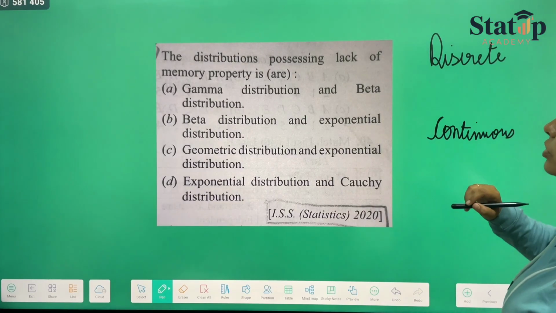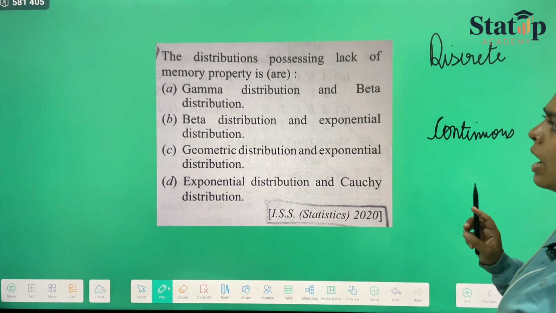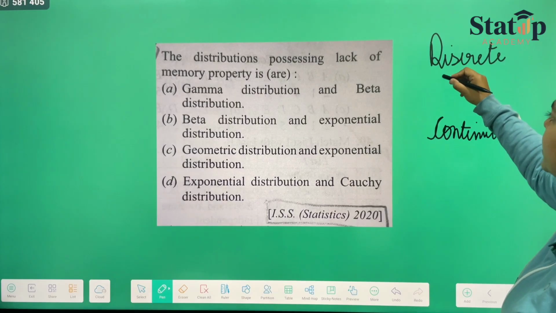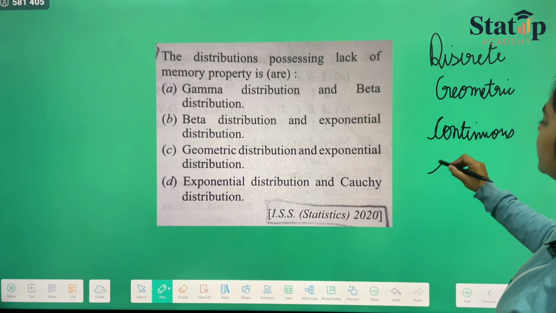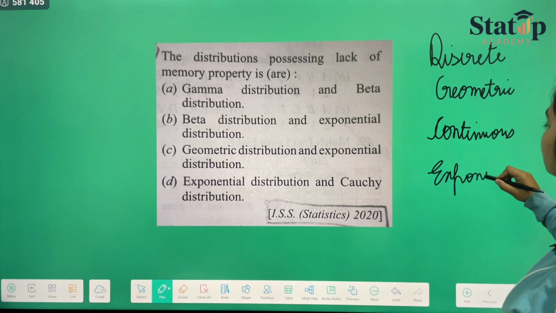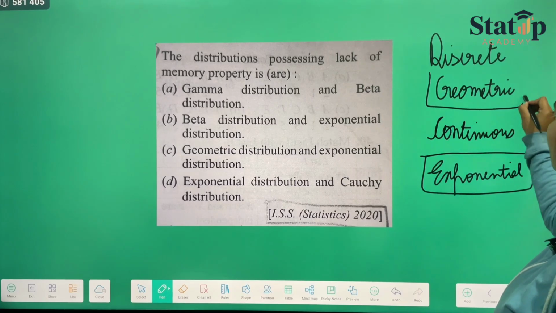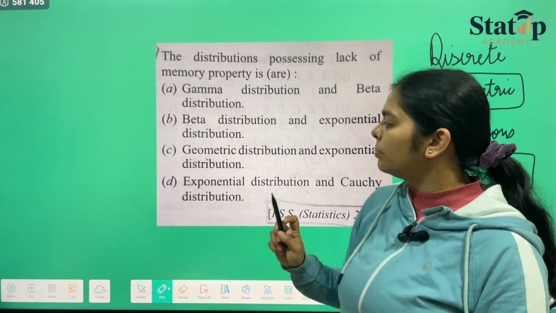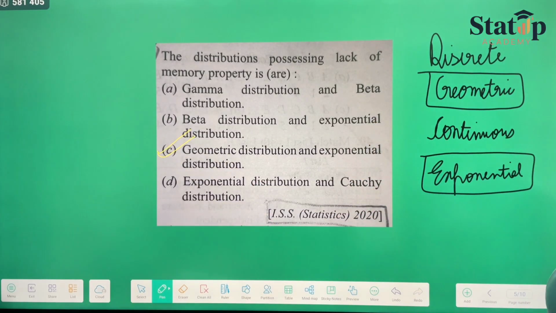In discrete distributions, the one that follows the lack of memory property is the geometric distribution, and in continuous distributions, it is the exponential distribution. So you have to keep in mind these two distributions that possess the lack of memory property, and hence our option number C is the correct answer: the geometric distribution or the exponential distribution.